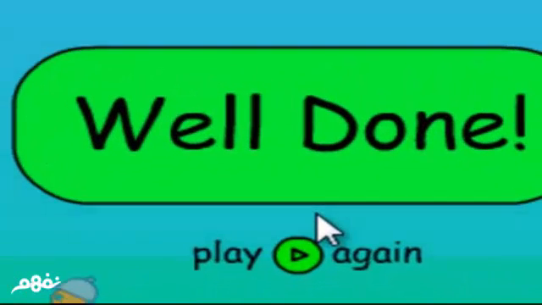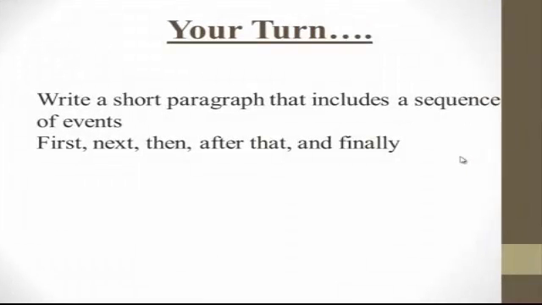Well done. Excellent. It's your turn now. Write a short paragraph about this story. You have to include a sequence of events. That means you will use first, next, then, and after that, and you have to use finally.